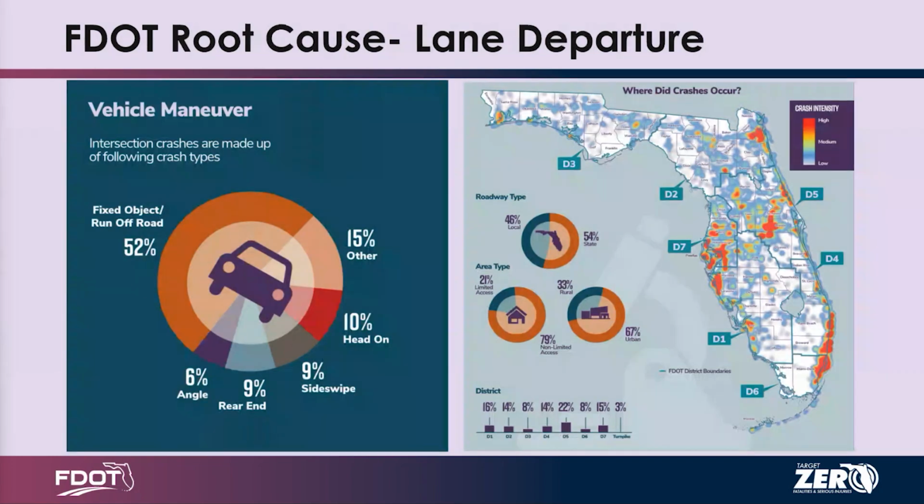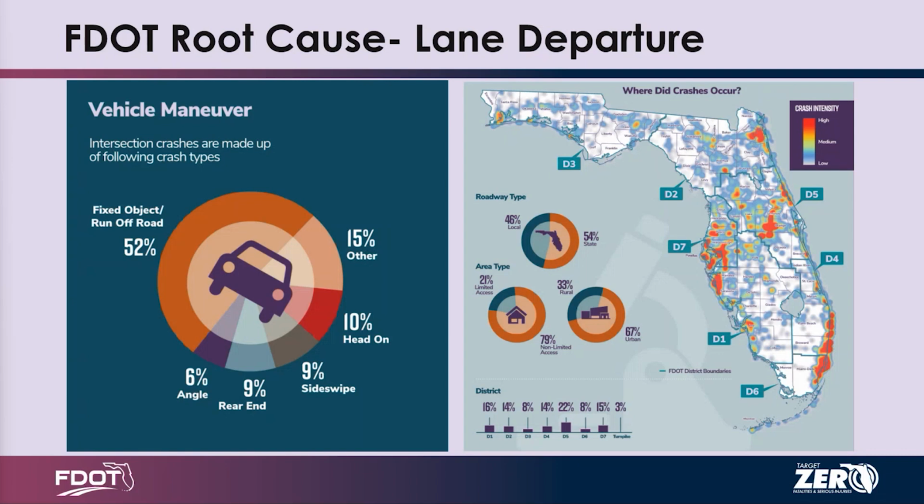So looking a little bit more at lane departure crashes, fixed object run off the road is the largest crash type within this emphasis area at 52%, followed by head-on collision at 10%. The 15% of other crashes, we found to be either fixed object run off the road or head-on related, but those are the 2 major focus areas.